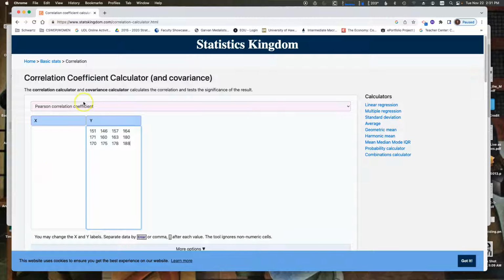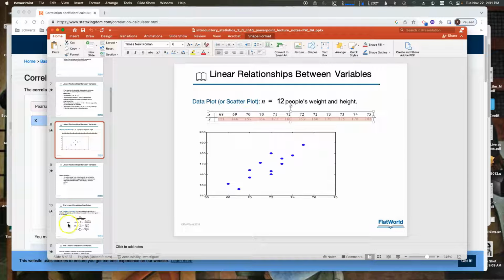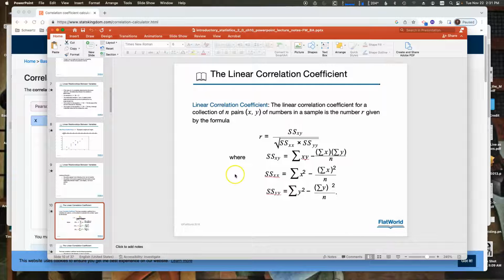Sorry. Anyway, I don't want to belabor this here, but there are calculators out there, and I'm not expecting that you're going to follow these equations. Just be aware that it exists.